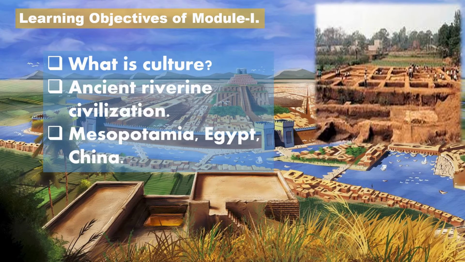Learning objectives of module 1. In this module we will learn about what is culture, ancient riverine civilization, Mesopotamia, Egypt, and China.